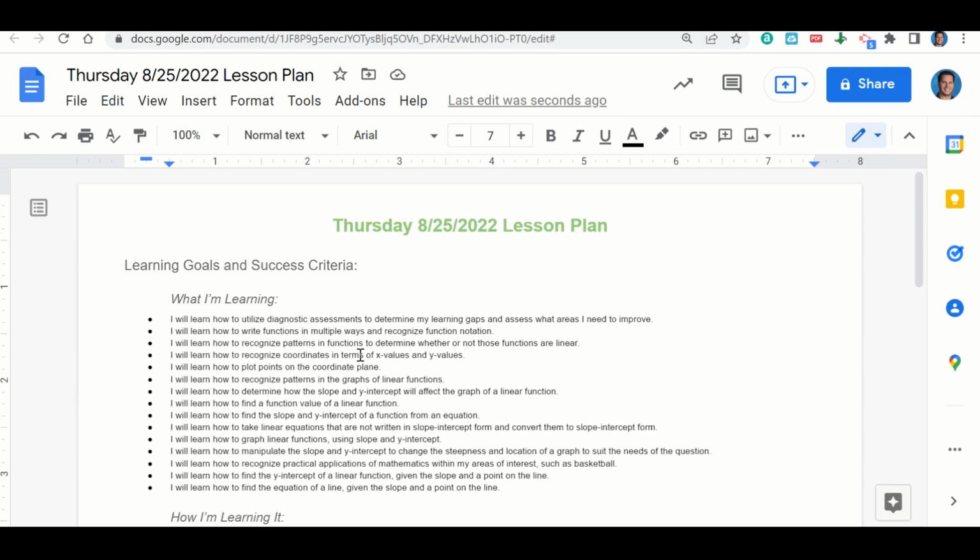How to write functions in multiple ways and recognize function notation. How to recognize patterns in functions to determine whether or not those functions are linear. How to recognize coordinates in terms of x values and y values. How to plot points on the coordinate plane.